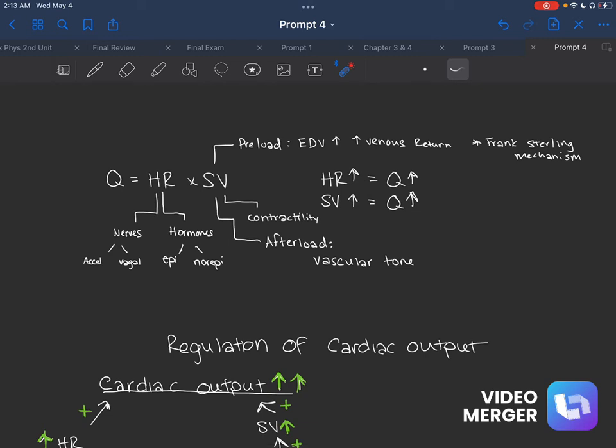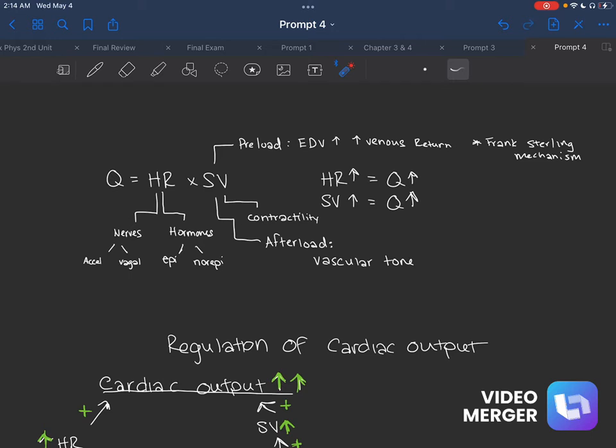Stroke volume has three factors as well that help influence if it goes up or if it goes down. So what you have here is preload, which is a factor for stroke volume. Preload is basically end diastolic volume. That is the amount of blood that can fill up in the ventricles before it is pumped. And a way to increase that is through venous return. Venous return basically means just how much blood is coming back into the heart efficiently.